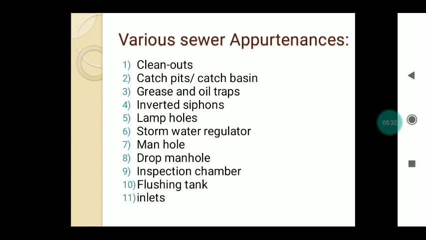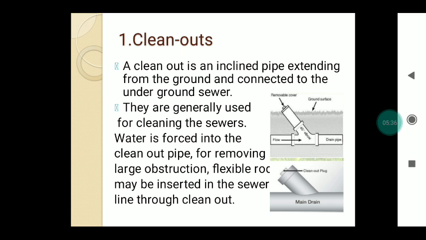Okay, now we are going to discuss one by one the sewer appurtenances. In that, first one is nothing but clean outs. The clean out is an inclined pipe extending from the ground and connected to the underground sewer. The diagram shows one pipe from the ground connected to the underground sewer system in an inclined position.